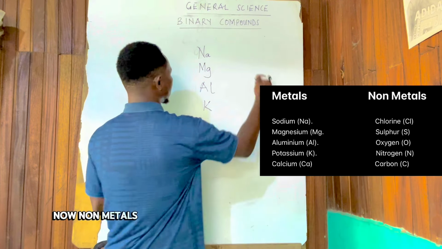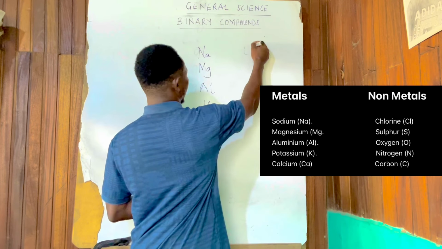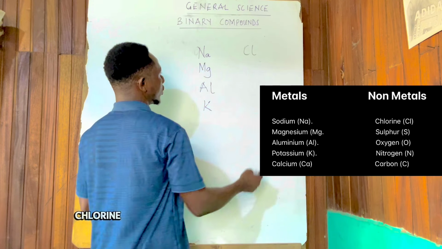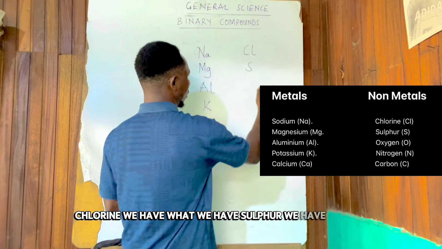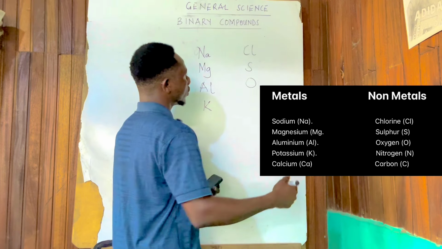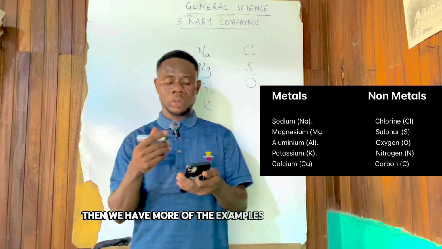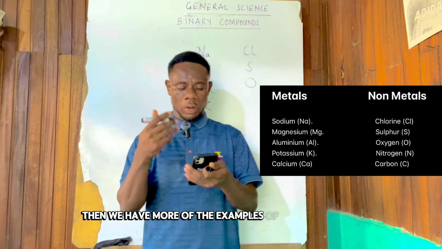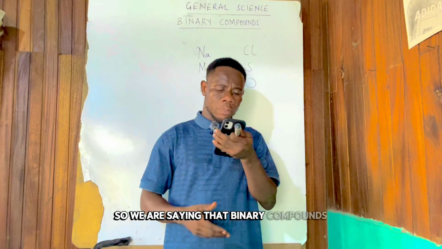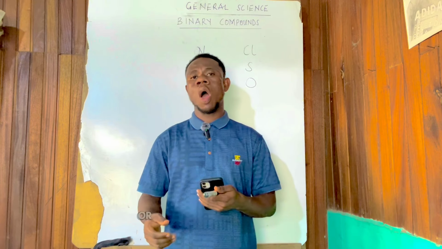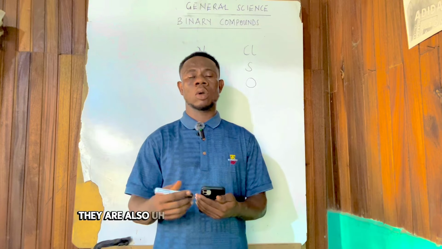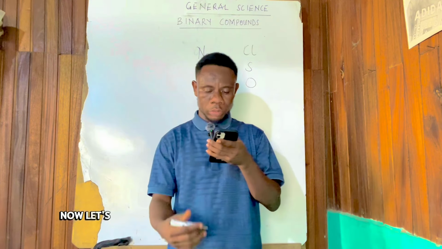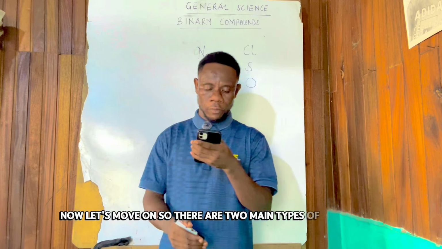Now, non-metals. Examples of non-metals, we have chlorine, sulfur, oxygen, then we have more examples of the non-metals. So we are saying that binary compounds are composed of metals and non-metals, or there can be two non-metals. So two different non-metals joined together are also binary compounds. Now let's move on. There are two main types of compounds.